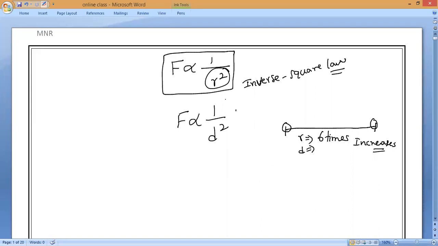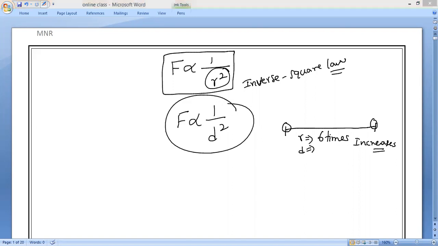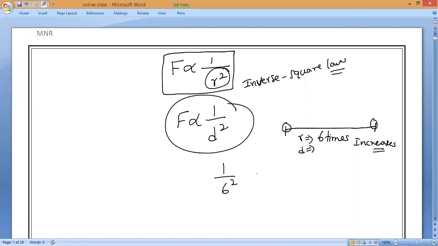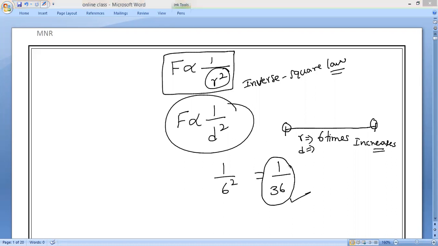Then what about the force, guys? It will decrease by how many times? 1 by 6 times, sir. Yeah, 1 by 6 square. Which equals how many times it decreases? 6 square means 1 by 36. So the force becomes 1 by 36 times smaller. Do you understand? That is the inverse square rule.